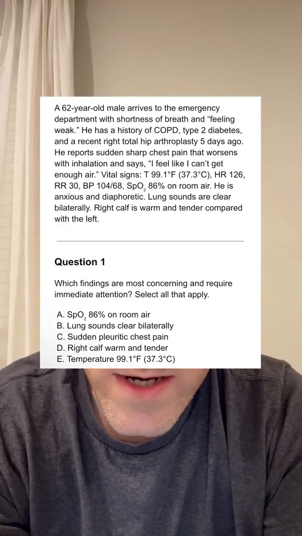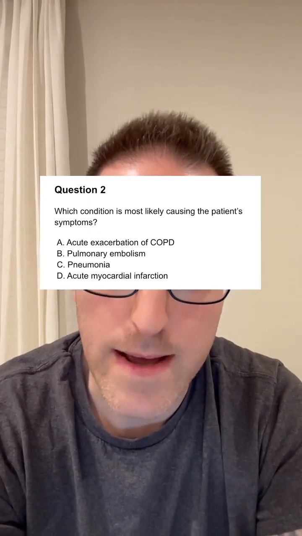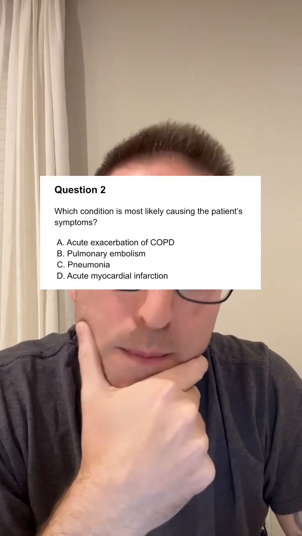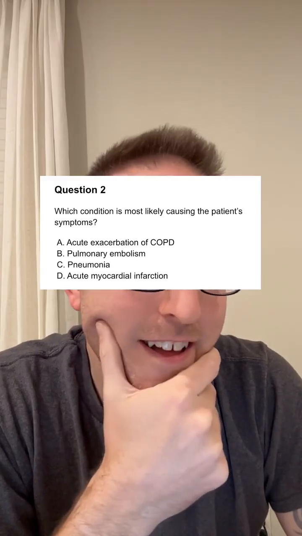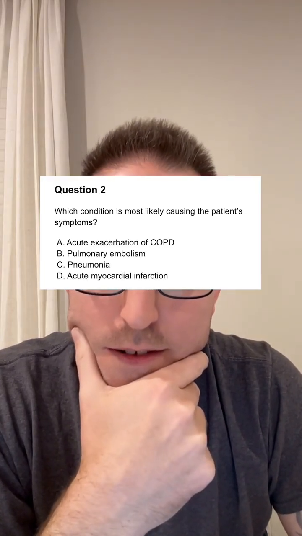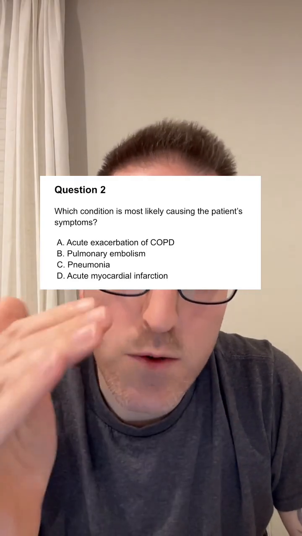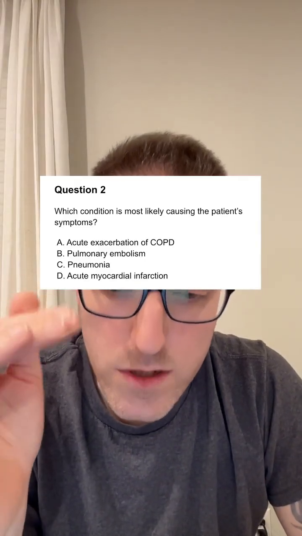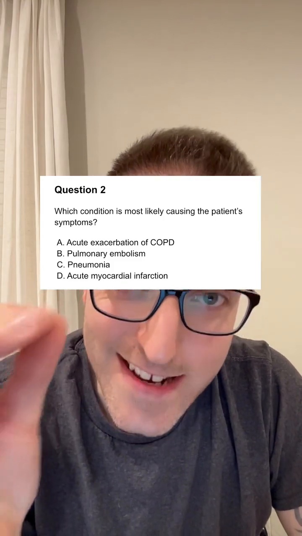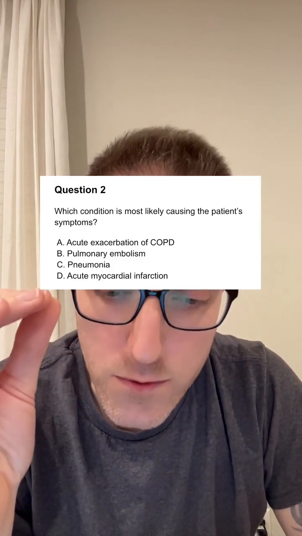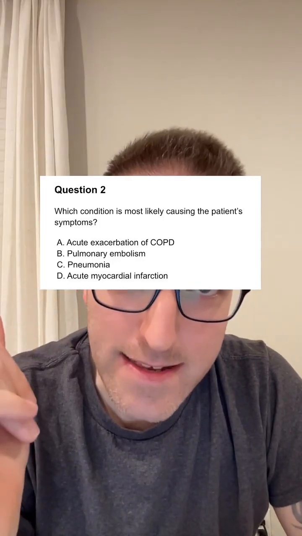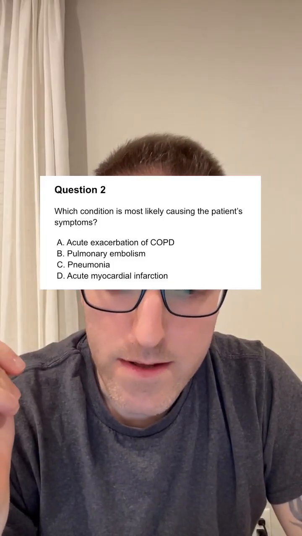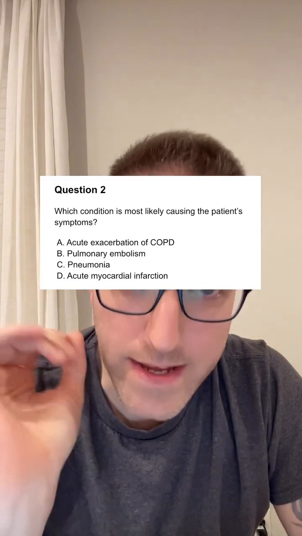So let's go to question 2 of the case study. We kind of talked about it. Sorry, I got ahead of myself. These questions are going to build on top of each other. That's what these case studies do. Question 1 is about recognizing the cues. Question 2 is about analyzing the cues so that you can make a diagnosis. So the answer here is going to be B, pulmonary embolism. I think everybody got that.